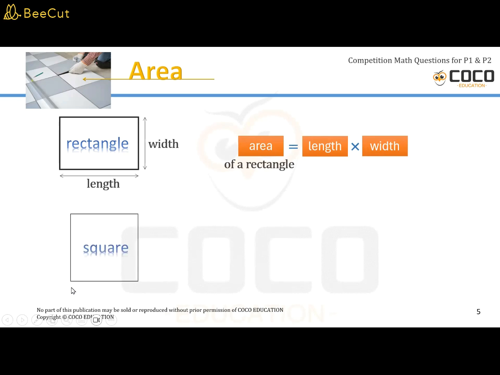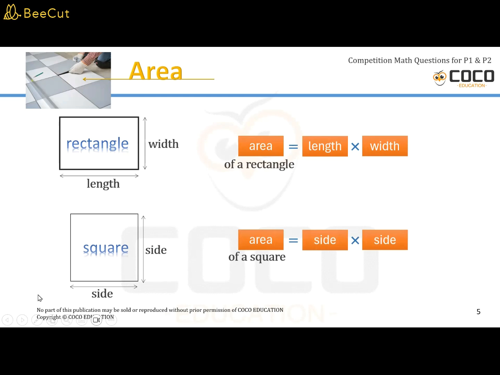Especially for a square, because a square has 4 equal sides, if you want to find the area of a square, that's simply side times side. These two numbers are equal.